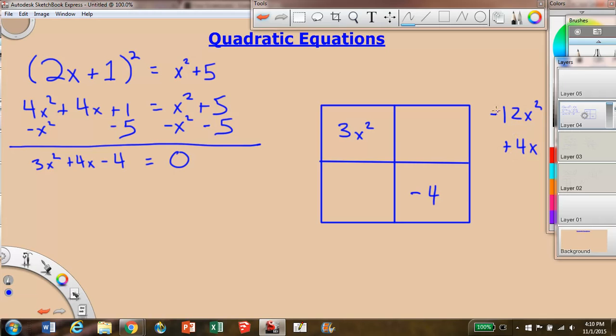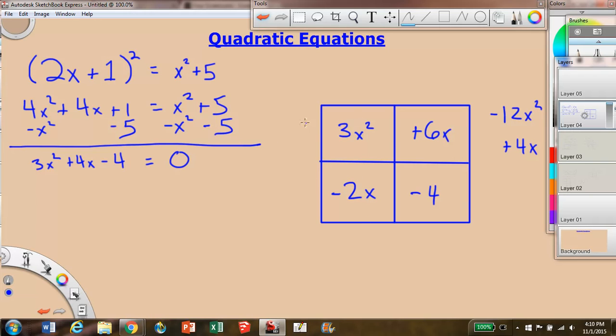Now, because this is negative, one of my factors is going to be negative, one's going to be positive. So I'm going to have +6x minus 2x. Now, I've noticed that you're pretty good at that as a whole. The class is very good at finding the two numbers that fit this description. Our box is filled out, so now we're just going to factor.